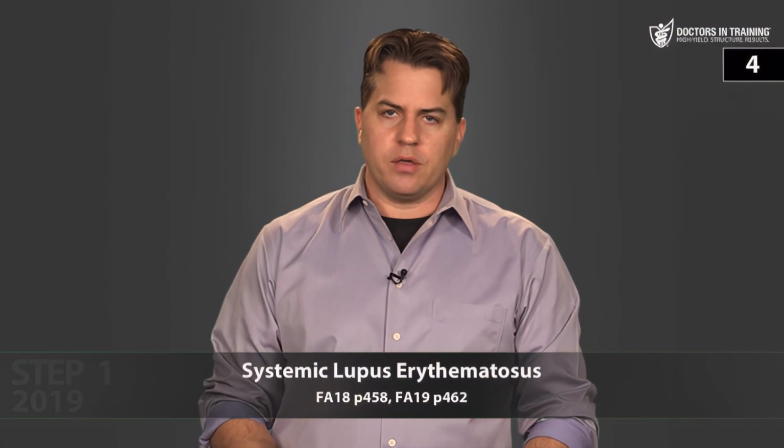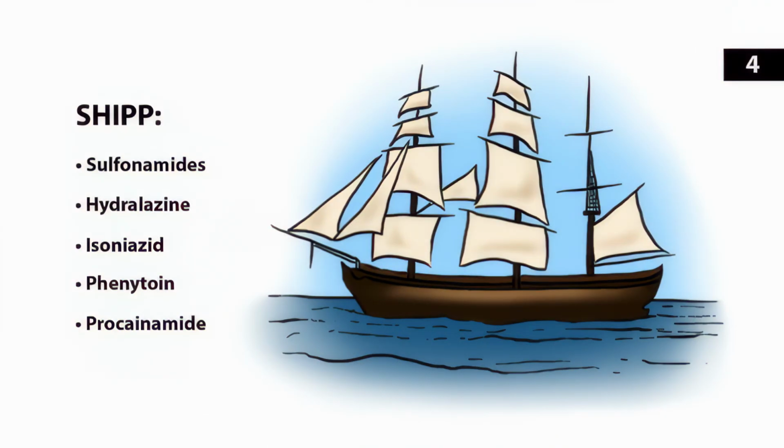Then what are the drugs associated with drug-induced lupus? The mnemonic is SHIP, S-H-I-P-P, for sulfonamides, hydralazine, isoniazid, phenytoin, and procainamide.